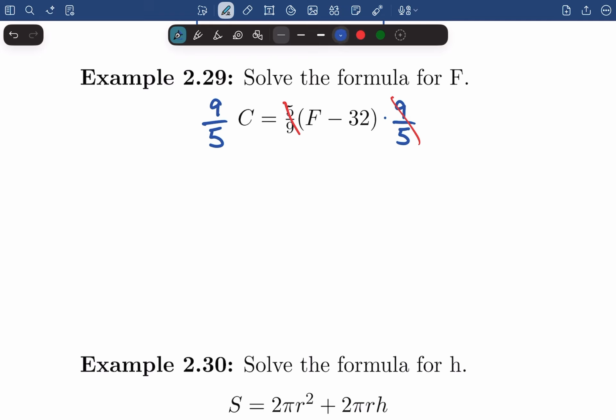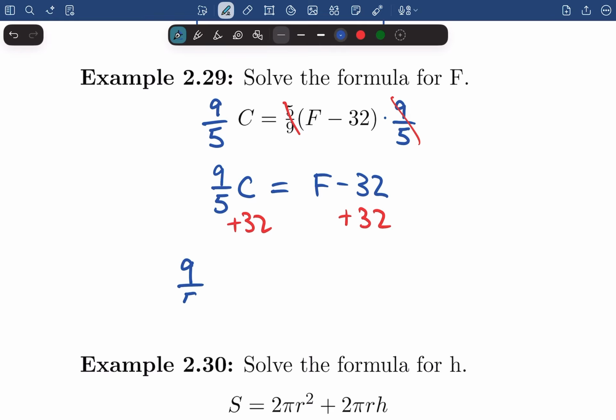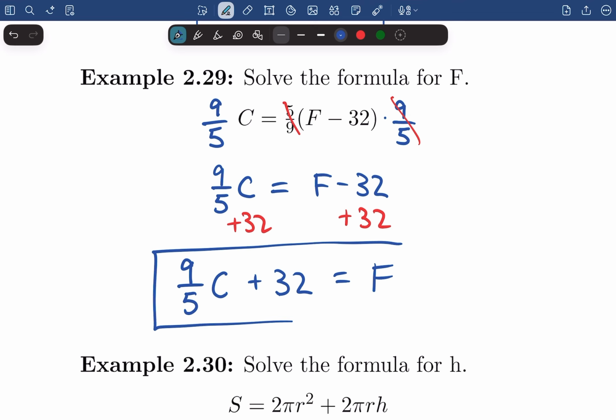So rewriting the whole equation, I have 9/5 times c equals f minus 32. The last thing to get the variable f by itself is add 32 from right to left. So now I have 9/5 times c plus 32 equals f. All right, we have solved for the degrees in Fahrenheit.